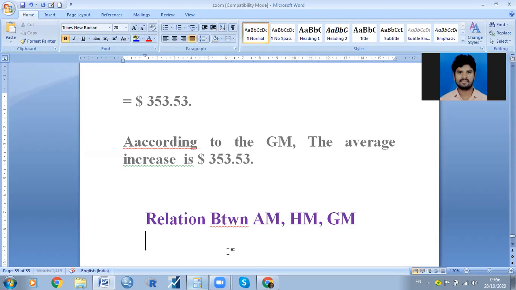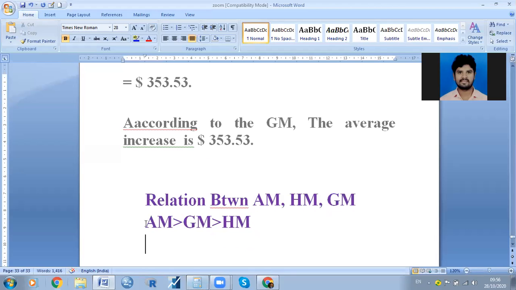Here, the arithmetic mean value is greater than the geometric mean. The geometric mean is greater than the harmonic mean. When you calculate the values, the arithmetic mean result is different from the geometric mean, and the geometric mean result is different from the harmonic mean. But when you compare, the arithmetic mean is greater than the geometric mean, and the geometric mean is greater than the harmonic mean. Simply, we can say the arithmetic mean is also greater than the harmonic mean.